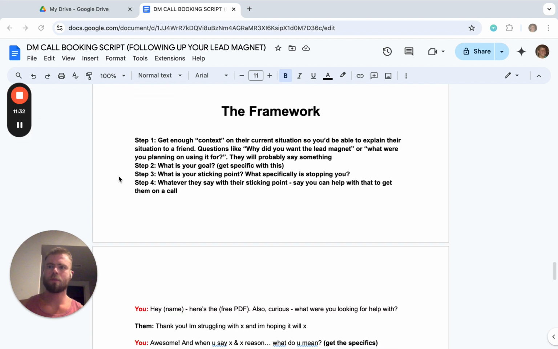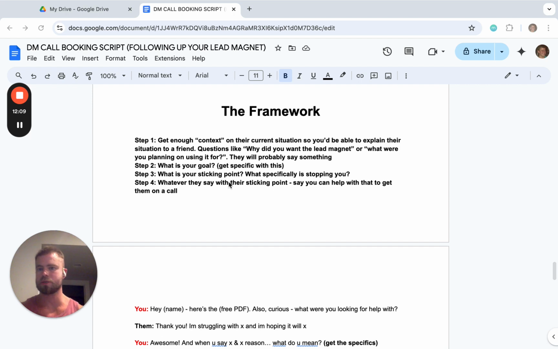Okay. So quick summary of the framework. Step one is just to get enough context on their current situation or their goal so that you could accurately explain it to someone else, so that you have a full understanding of what it is. So to do that, you ask questions like, why did you want the lead magnet? What were you planning on using it for? Okay. And then step two is just getting their goal. And you want to dig deep, ask questions until you get to what their real goal is. In the previous example, he said he wanted to be more confident, but his actual goal was he wants to further his political career and he feels like his confidence issues are in the way.